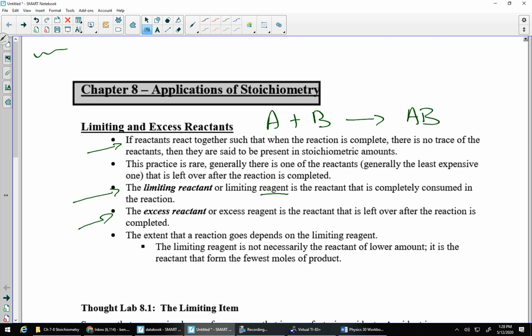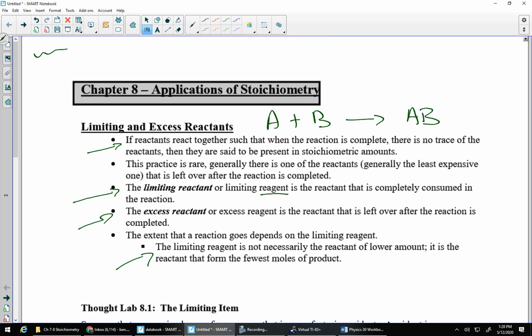Then we've also got the excess reactant or excess reagent. This is the one that you've got more than enough of. So there's going to be some left over when the reaction is complete. Now, one thing to note with this is because of the mole ratios, and especially with masses, because you know that everything's got a different molar mass, the limiting reagent is not necessarily the one that you've got a less mass or even a less amount of.